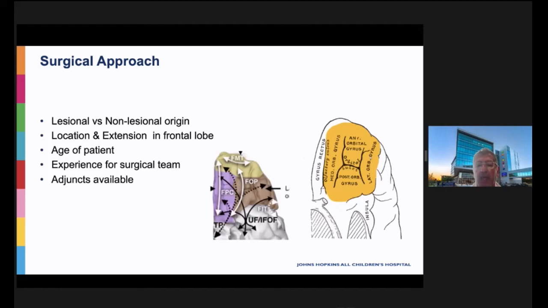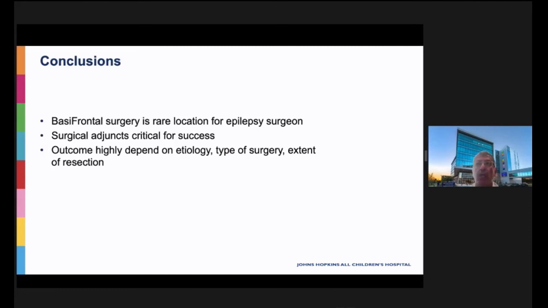So for me, I look at these basifrontal approaches as either the traditional frontotemporal craniotomy, going above the sphenoid wing and approaching the frontal fossa to resect these lesions, depending upon the extension, or doing it with a superciliary approach. So just to conclude, basifrontal lobe surgery is an extremely rare location to be in for the epilepsy surgeon. And I think it's critical to have the surgical adjuncts, whether it be neuronavigation, an ultrasonic aspirator, as well as intraoperative ECoG, to be able to safely resect these.